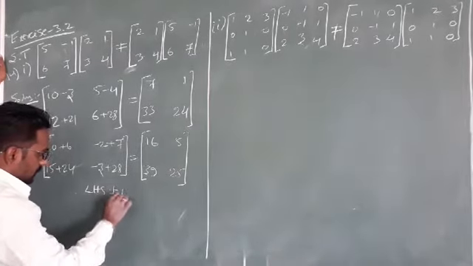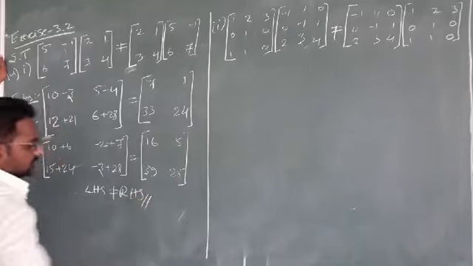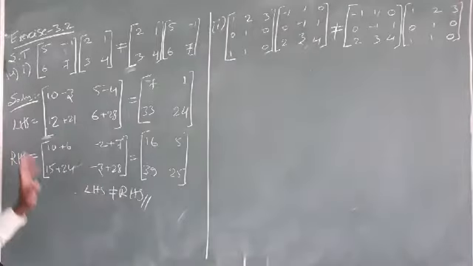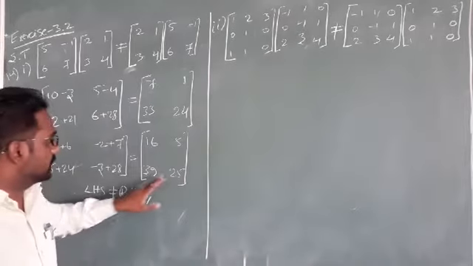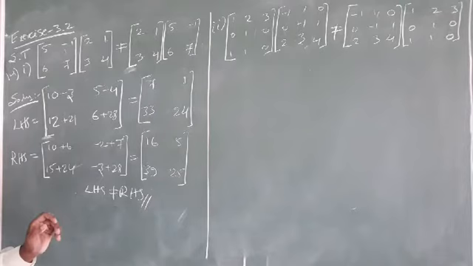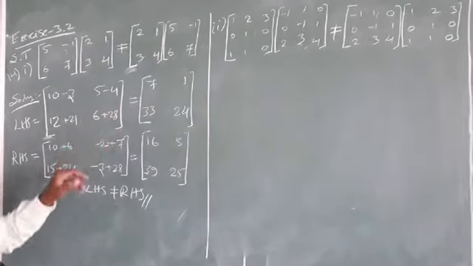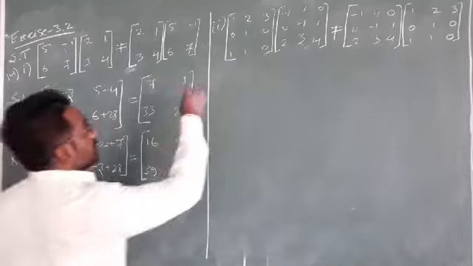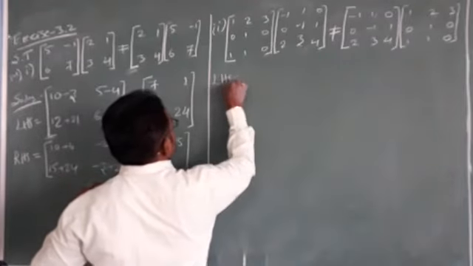Therefore, LHS is not equal to RHS, result verified, because 7, 1, 33, 24 is the LHS value, and 16, 5, 39, 25 is the RHS matrix. Even though they are of the same order, the entries of both the matrices are different. Okay, here LHS.